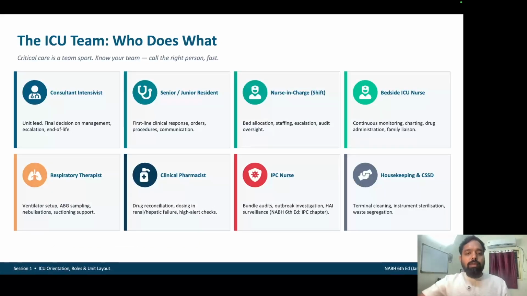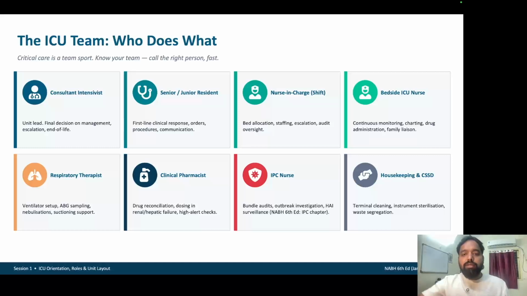And the ICU team, who does what? What does an ICU team involve? Who will be a part of this, and what is their role? It mainly involves the consultant intensivist, who is the lead and makes the final decision on management. Regarding escalation and end of life care, this will be decided based on the discussion between the intensivist and the patient's family, based on the patient's clinical scenario. And there will be a senior or junior resident who will take care of the first line of clinical response, orders, procedures, and communications.